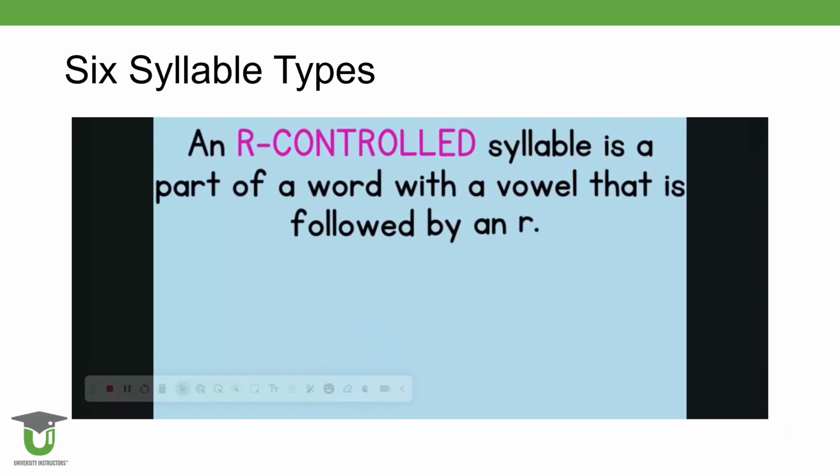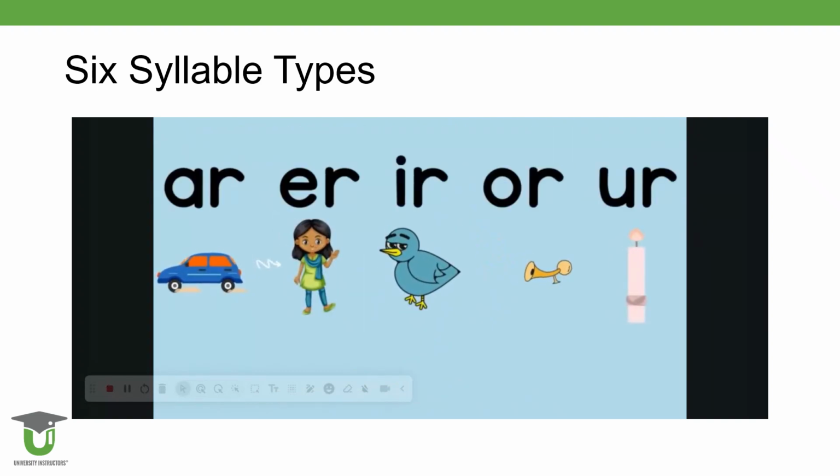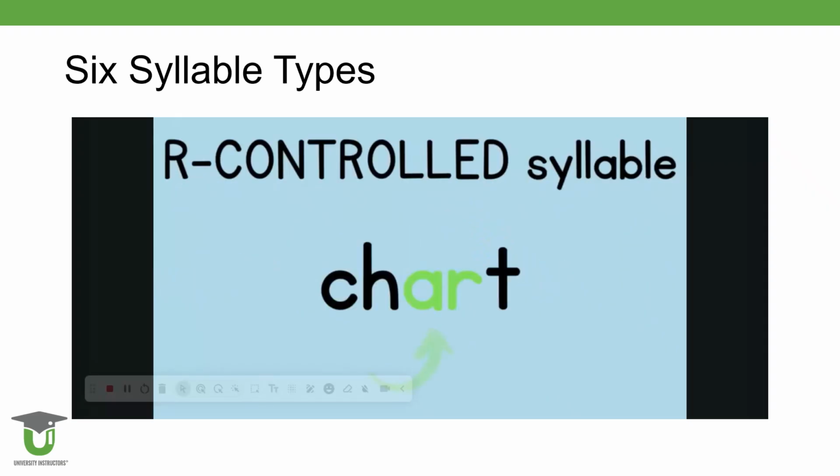The fourth kind of syllable is R-controlled. An R-controlled syllable is a part of a word with a vowel that is followed by an R. In storm, the O and the R together make it R-controlled. The 5 R-controlled sounds are AR, ER, IR, OR, and UR. Did you notice that ER, IR, and UR all say the same sound? You can see chart is R-controlled because it has A and R next to each other.